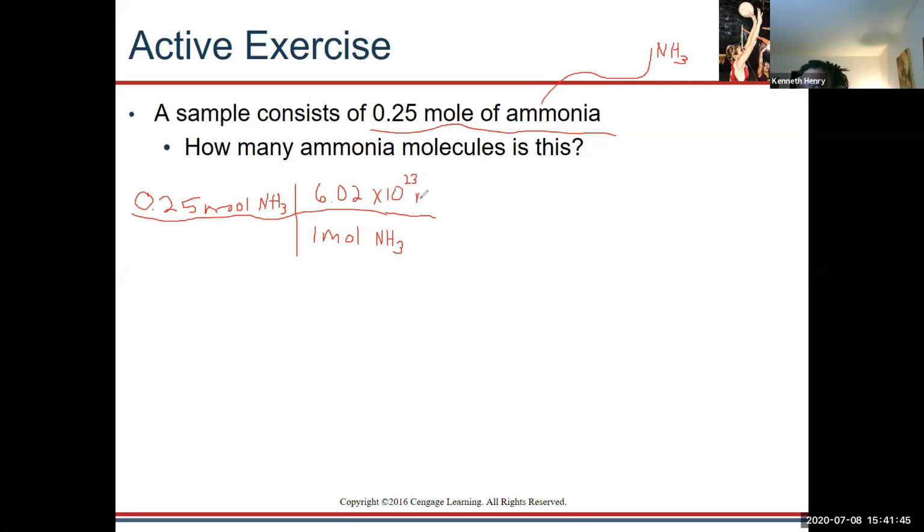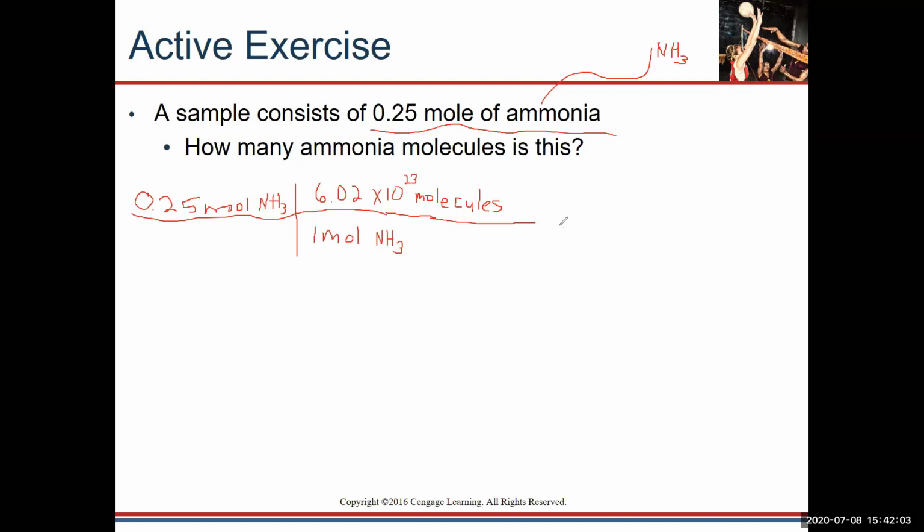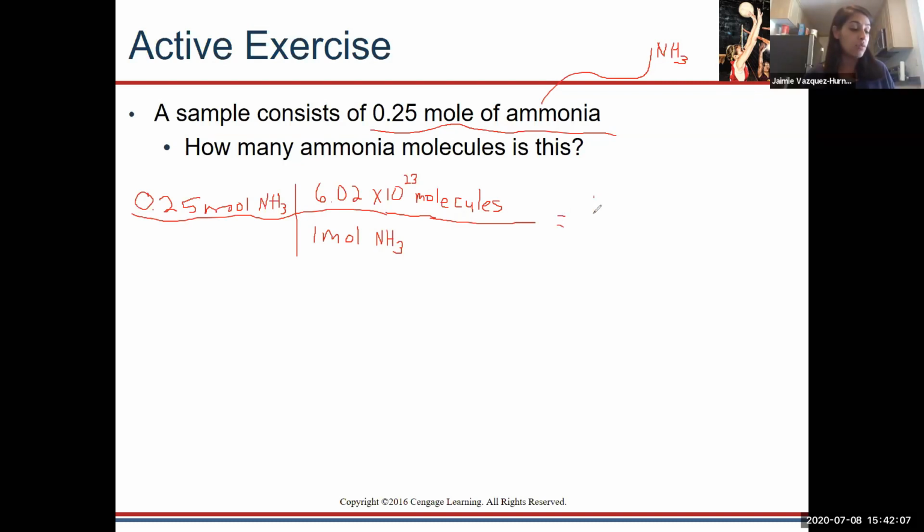Those are molecules up top. A mole and a molecule are not the same. Did you guys hear that? What did I just say? A mole and a molecule are not the same. That is correct. So that's going to equal 1.5 times 10 to the 23rd.